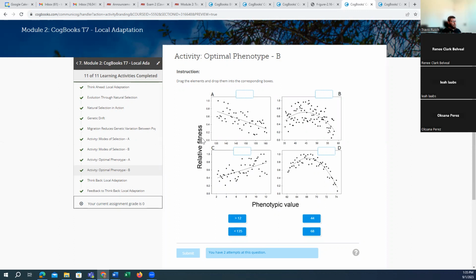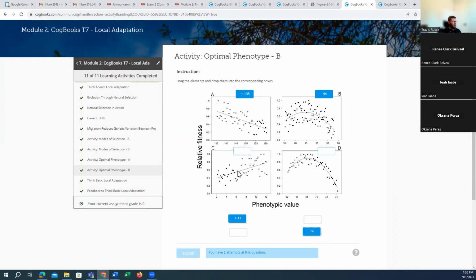Less than 135. Yeah, over here on the left, right? Yeah, so we could use that one. And then what about here? Where would we estimate that to be the highest fitness in relation to the phenotypic value? That would be 44. Yeah, so somewhere in the middle, obviously, drop it down. It's going to be somewhere around 45. 44 is very close to that.